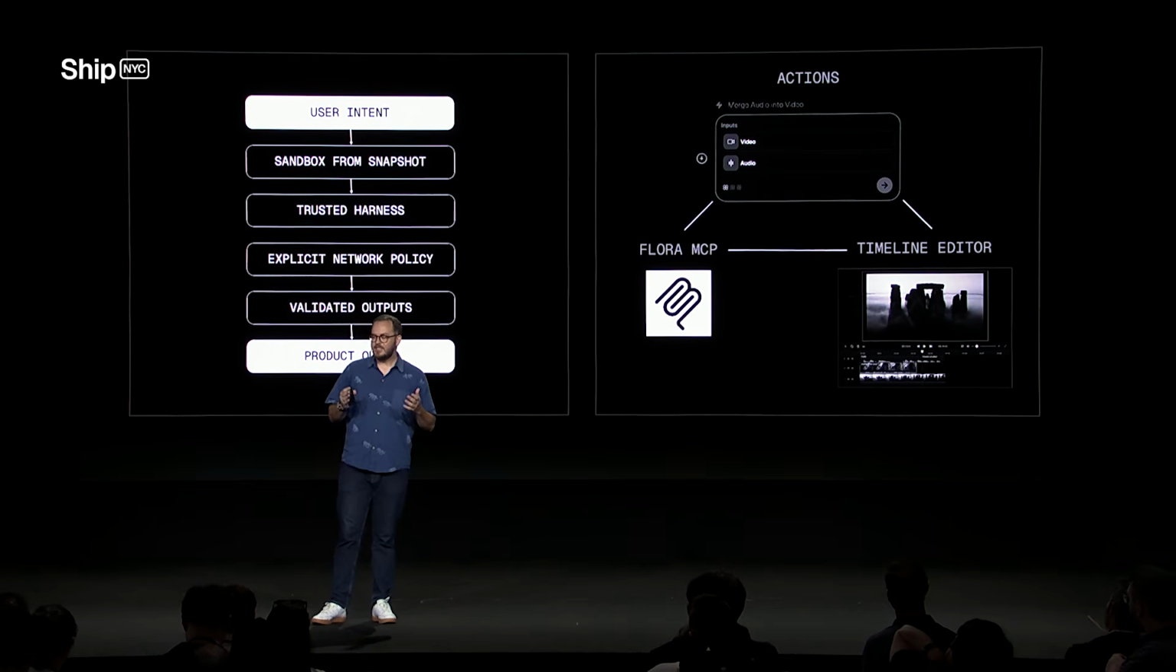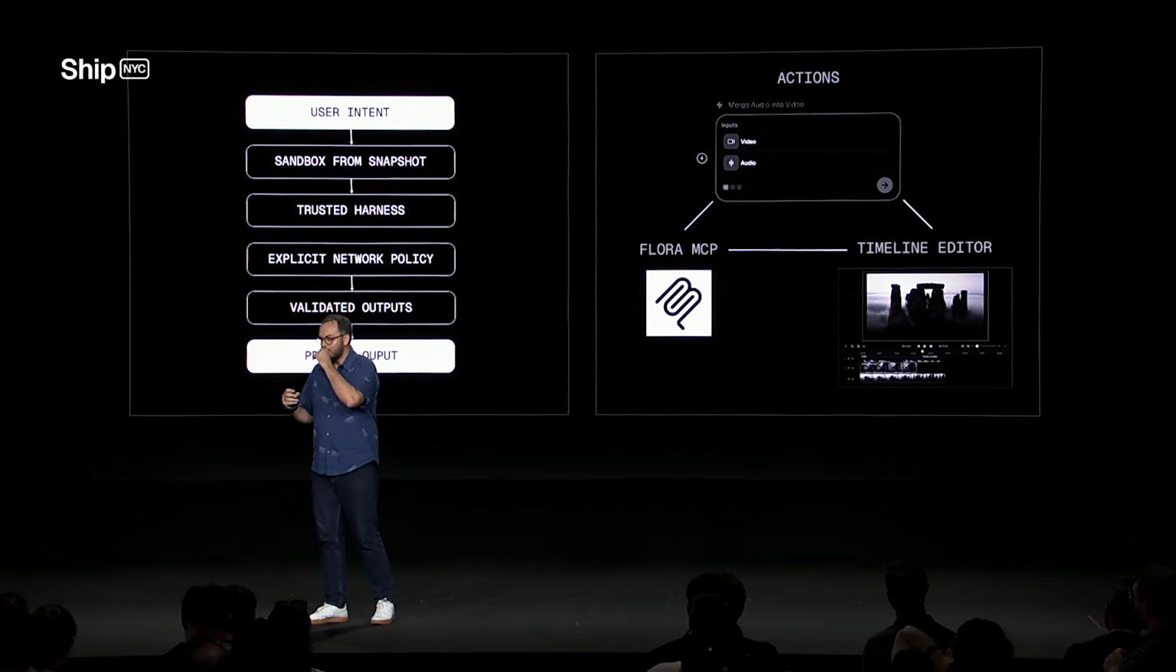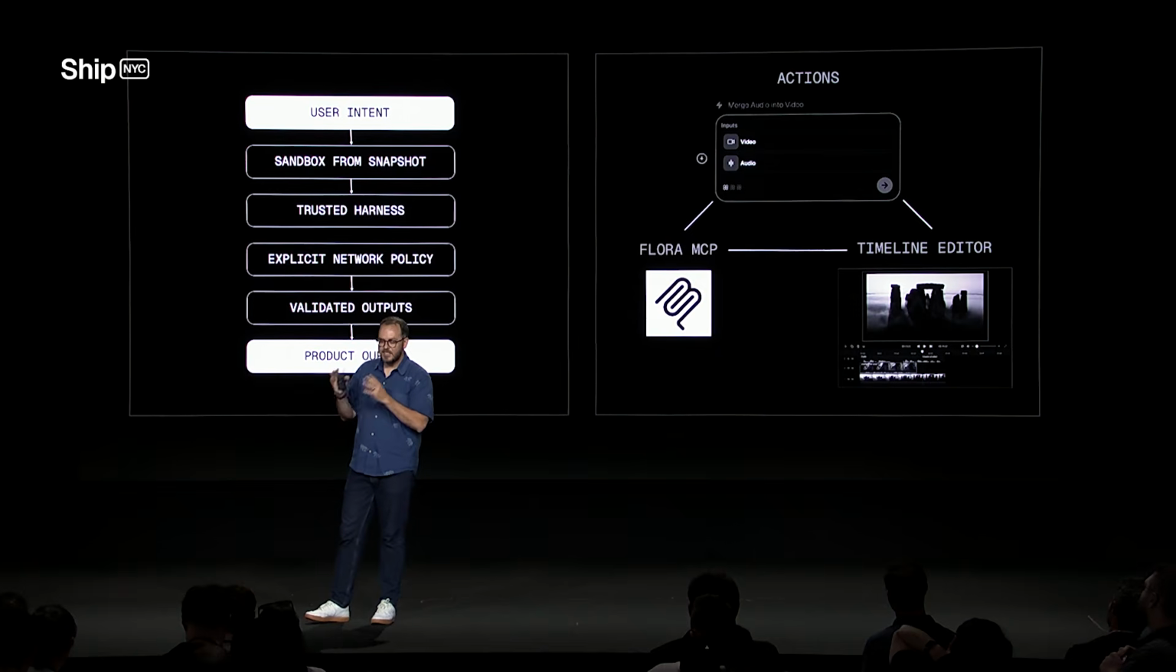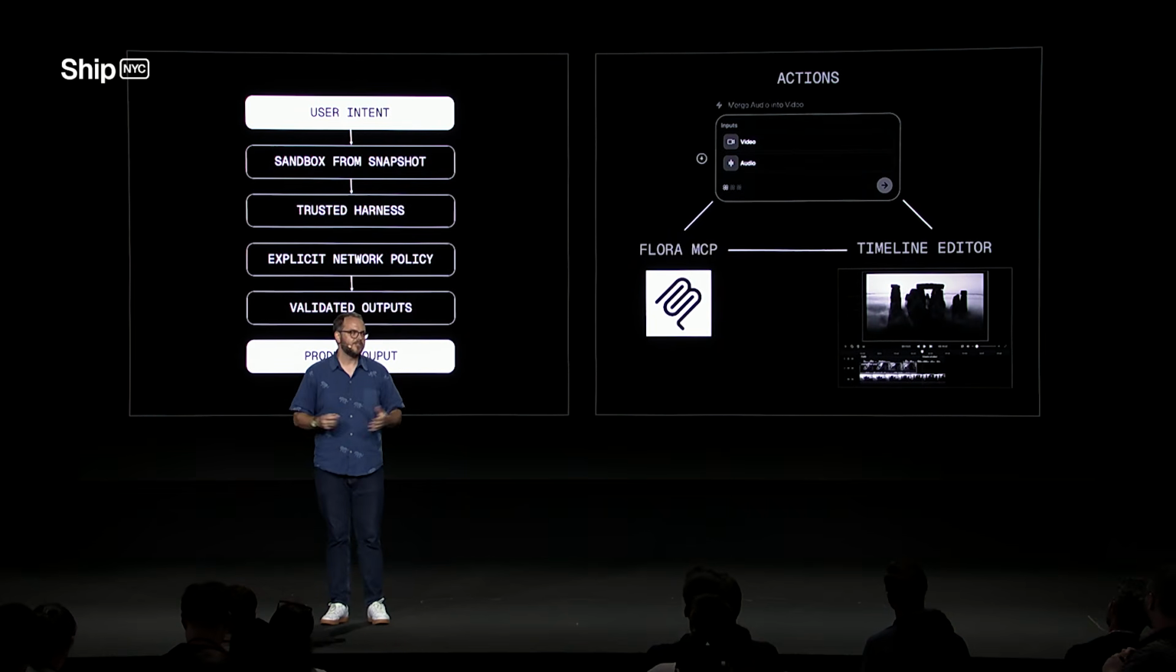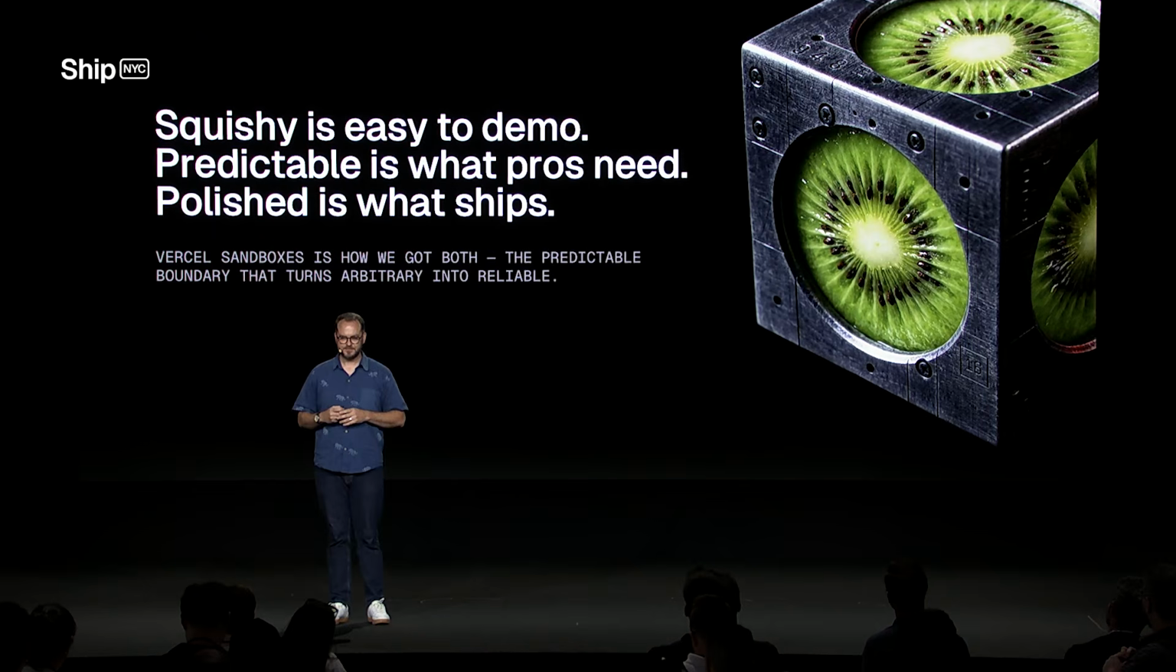That unpredictability of untrusted code or user intent needs a place to run, that squishy element, but we also needed to be able to give it a predictable boundary so it can get back into the product, and Vercel Sandboxes was really the bridge for us that allowed us to do that.